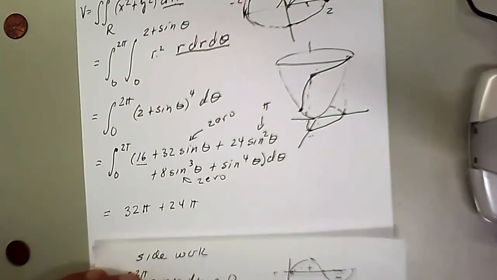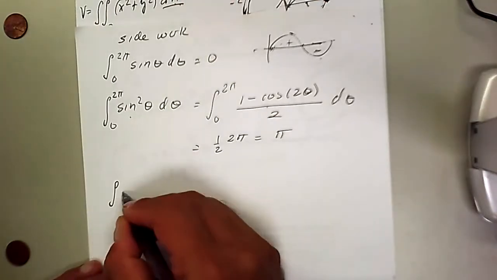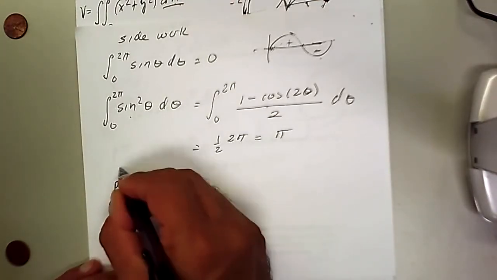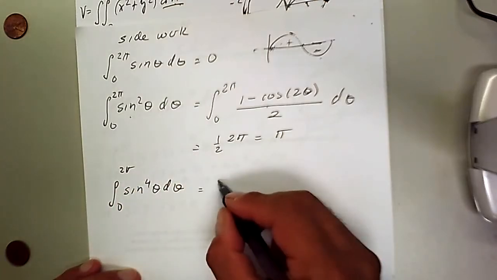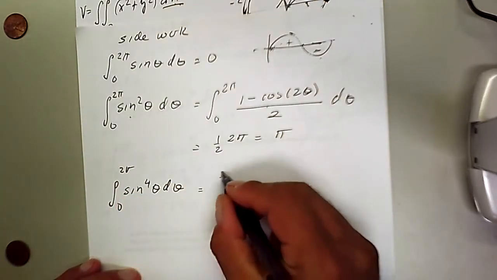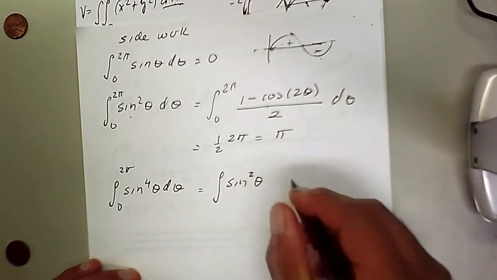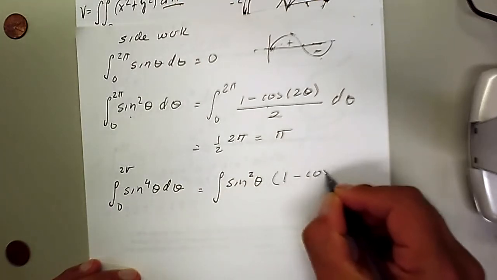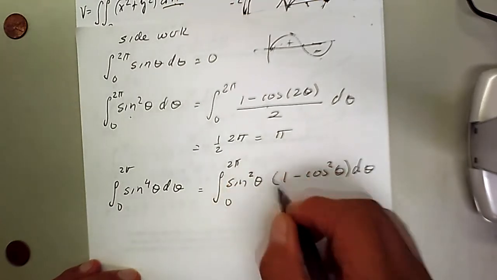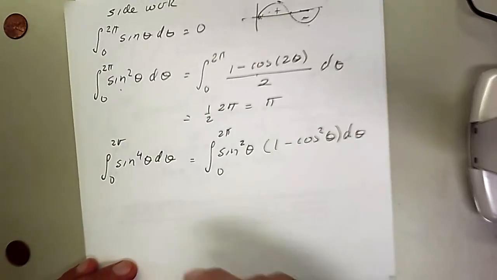That's going to be the longest one to work out: the integral of sine to the 4 theta d theta from 0 to 2 pi. Let's see. So we can break that up into sine squared theta. The other sine squared, I'm going to write as 1 minus cosine squared theta, which is true, from 0 to 2 pi. Let's distribute. After we distribute, we can break up into two integrals.